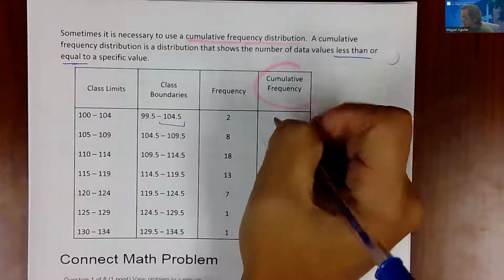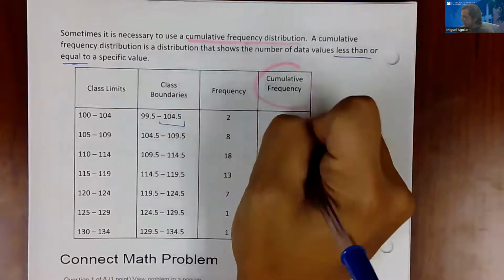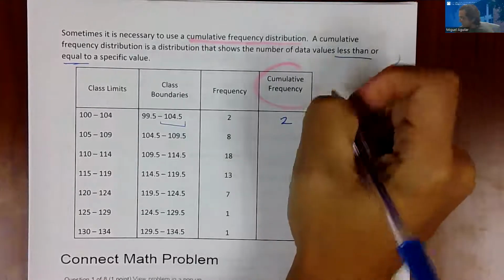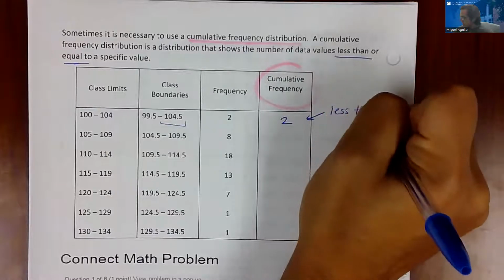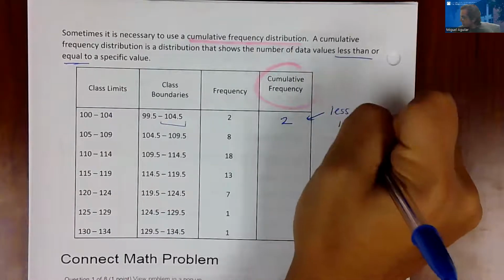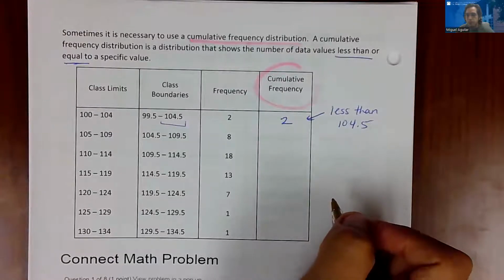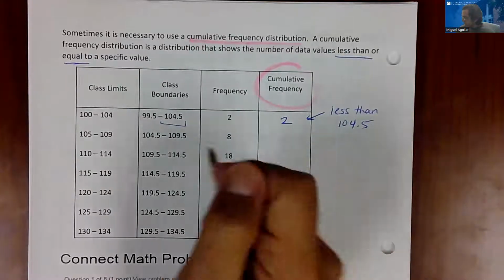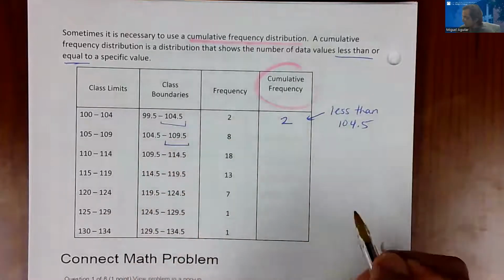So when we start off our cumulative frequency distribution, it's going to be very similar to our frequency distribution. We're just going to copy that 2 over. This is like saying that 2 of our data values are less than 104.5. But then as we move up in our cumulative frequency, we ask, how many data values are less than this value, 109.5?